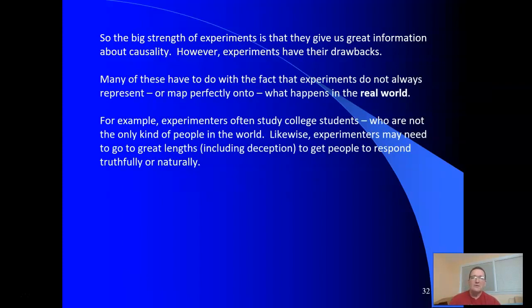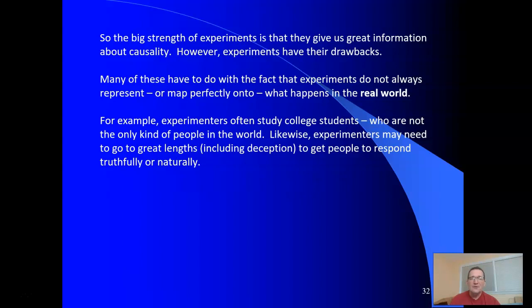But I'll also mention just briefly that experiments are not always that easy to do well because sometimes people become suspicious in the lab or they're afraid to do what they want to do because it'll make them look racist or sexist or foolish. So you often have to deceive people and do unusual things in the lab to get people to behave naturally or to do what they would want to do.